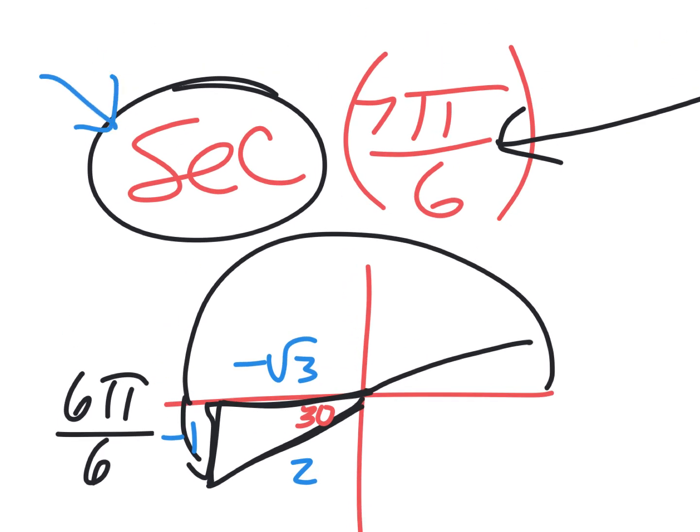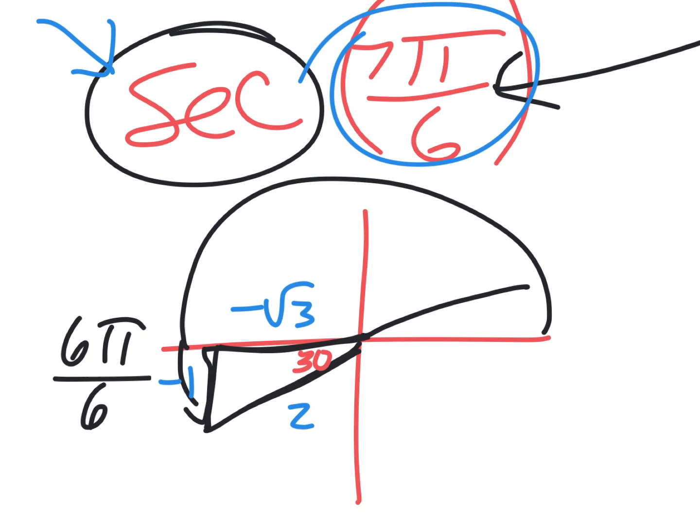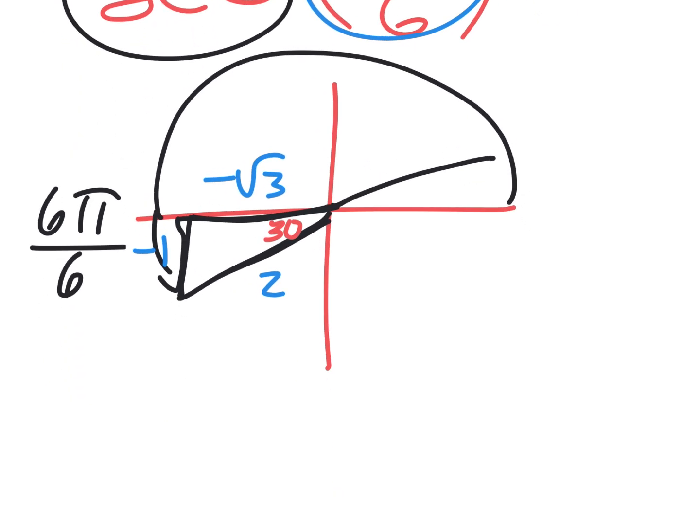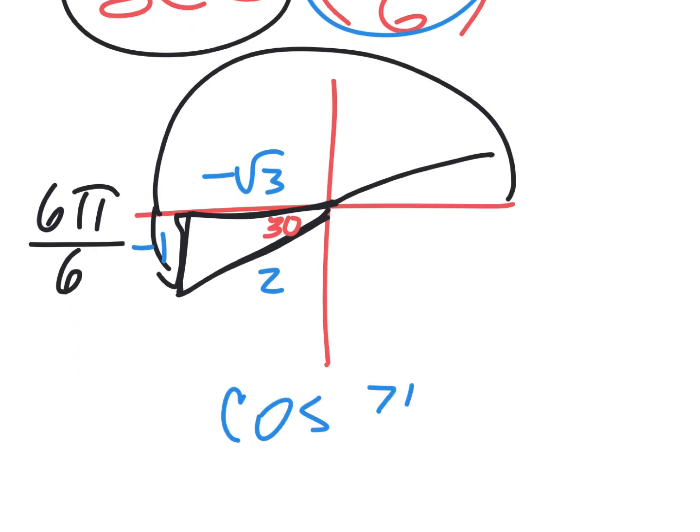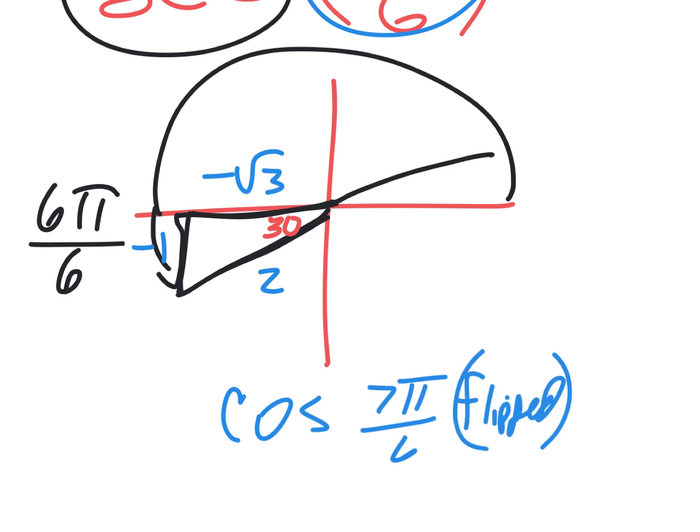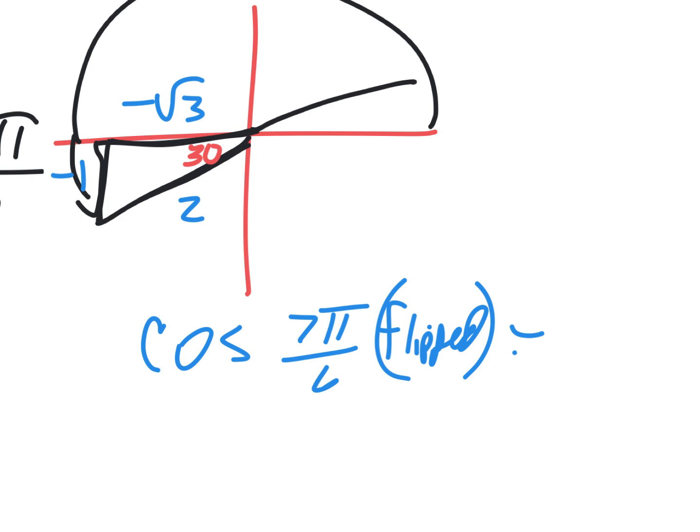Secant. So you figure out cosine. And do you flip the angle over? No, you never flip angles. It wouldn't make any sense. You flip the sides. So you figure out cosine and you flip the answer. So cosine of 7 pi over 6 flipped. I'm just writing that to remind you, don't forget, at the end you gotta flip it.